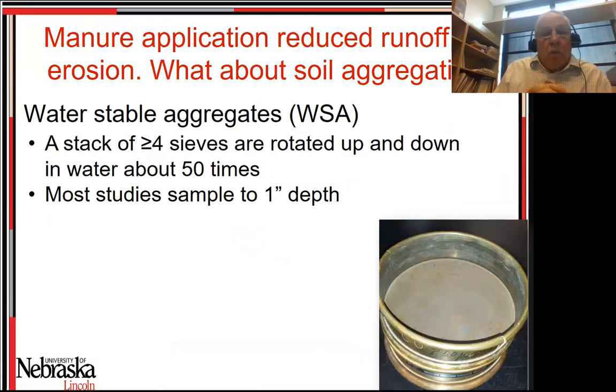Well, to look at water stable aggregation, we use a set of sieves, which are stacked, and the soil is put on the top one, and then the set of sieves is rotated through water, up and down in water, 50 times. And our sampling is from the 1 inch depth.